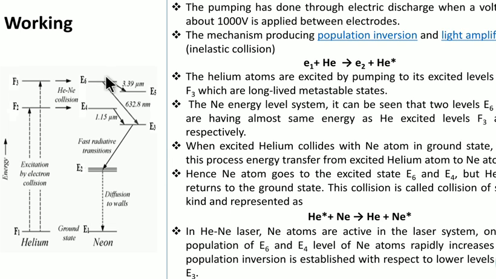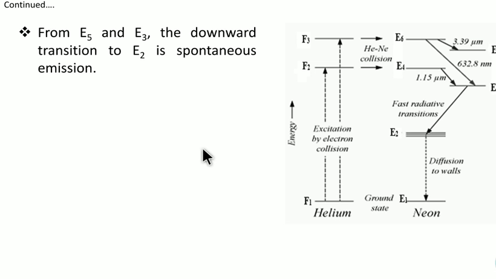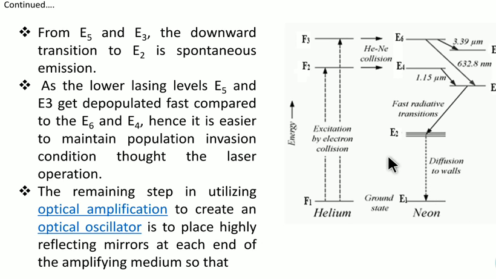Then a downward transition takes place, E6 to E3 and E4 to E3. Here, E5, E3 and E2, afterwards the neon atoms come to E2, then the neon atoms collide with the walls of the tube, and then come back to the ground state. This is the process. Here, population inversion is achieved, which is one of the conditions for a laser.